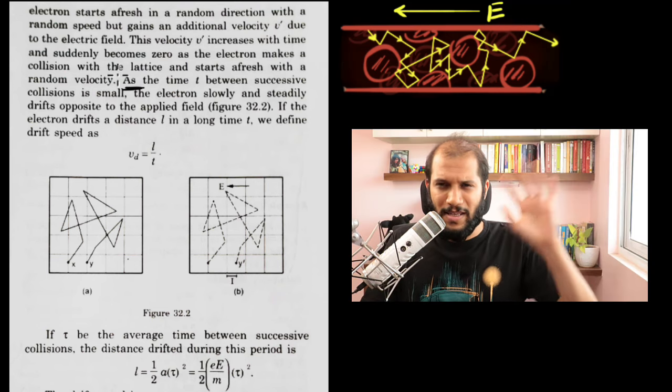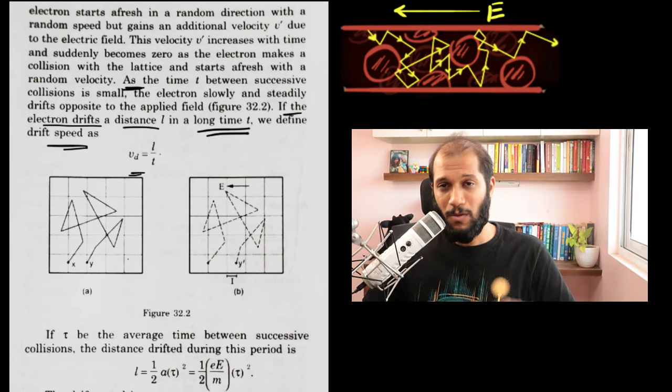So let's follow along the professor's line of thought. I'm going to start by looking from here. The stuff above that we can ignore as of now. I'll come back to it a little bit later. But it says, as the time t between successive collisions is small, the electron slowly and steadily drifts opposite to the electric field, all right? If the electron drifts a distance L in a long time t, we define the drift speed as Vd equal to L divided by t.